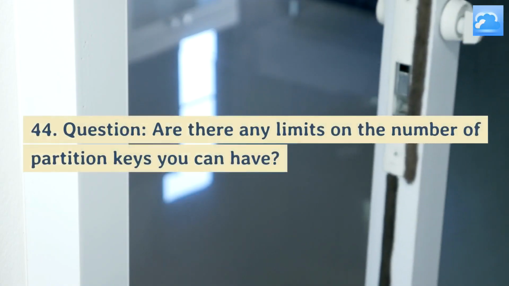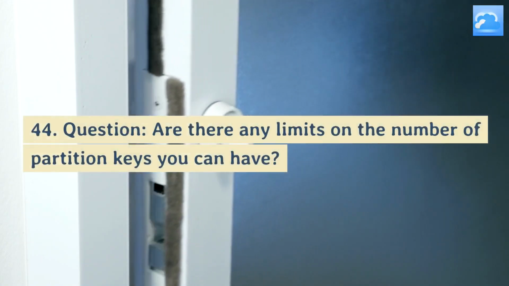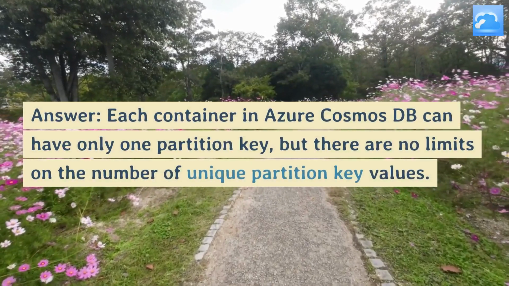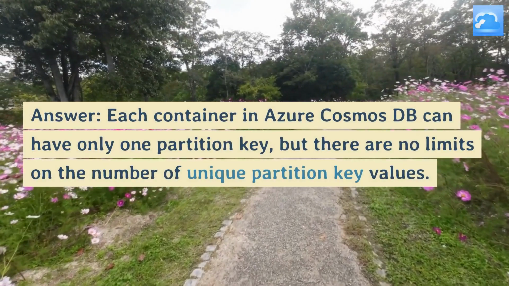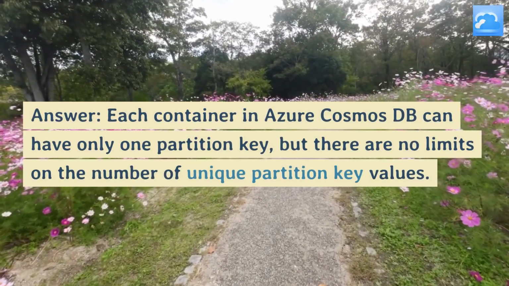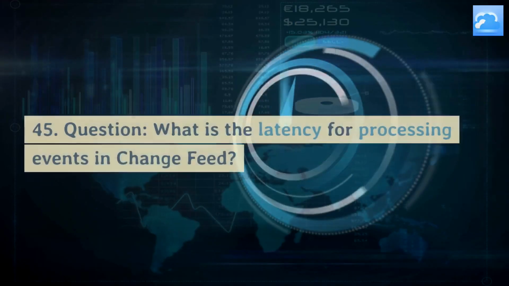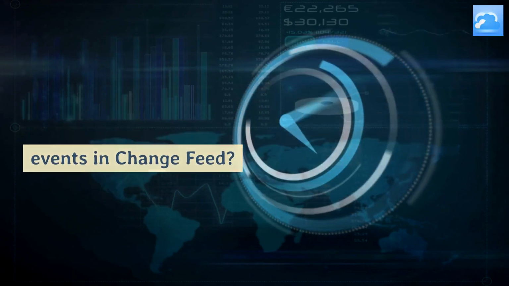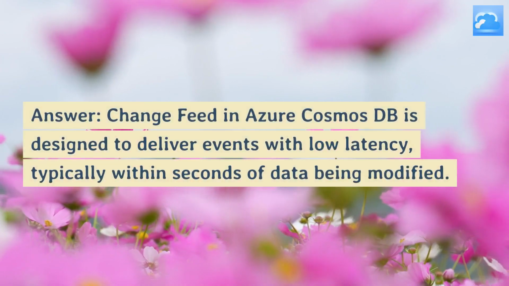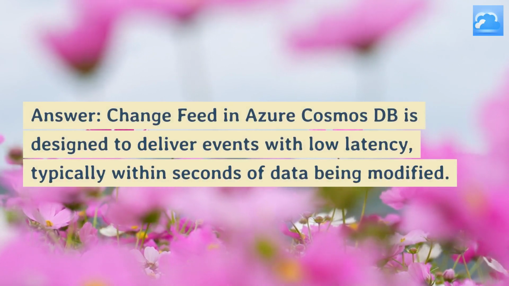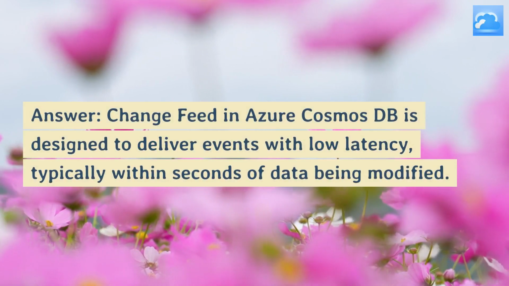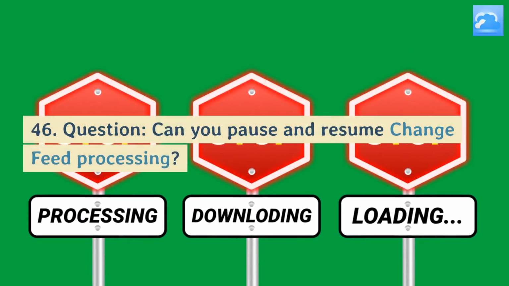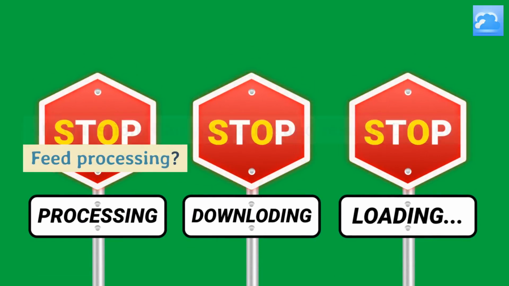44. Question. Are there any limits on the number of partition keys you can have? Answer. Each container in Azure Cosmos DB can have only one partition key, but there are no limits on the number of unique partition key values. 45. Question. What is the latency for processing events in change feed? Answer. Change feed in Azure Cosmos DB is designed to deliver events with low latency, typically within seconds of data being modified.